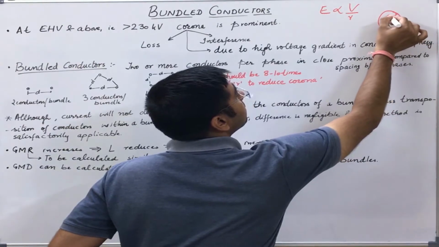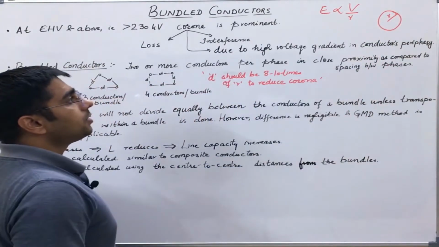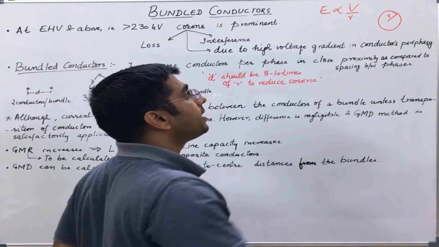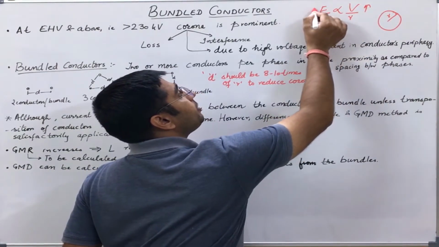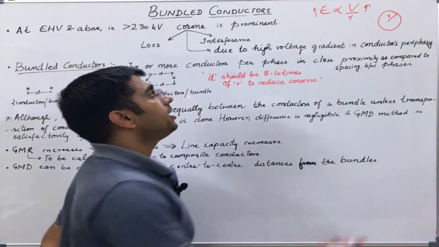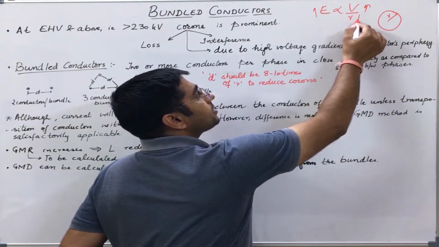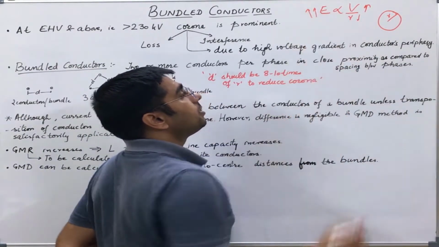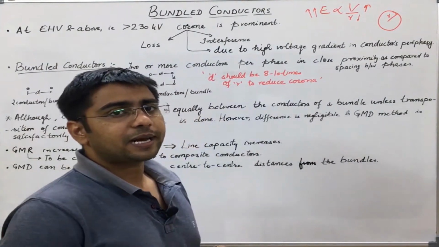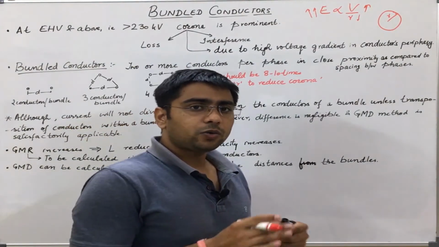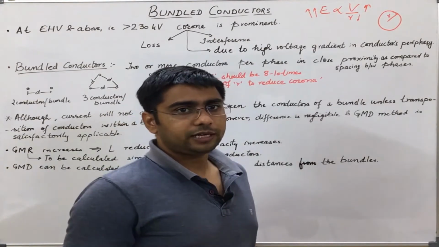Let us say it has radius R. So we can see that if voltage is increased, then E will increase. Similarly, if I reduce the radius, then again E will increase. So you know that to increase the transmission capability, we try to increase the voltage level of the lines.